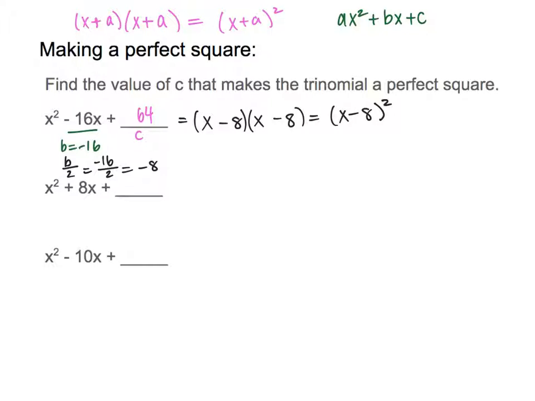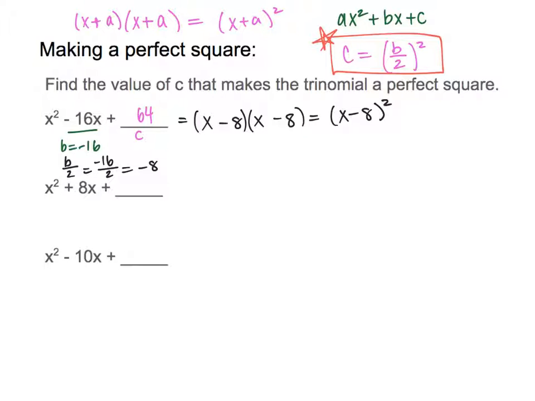So basically what you're doing to find your c value, the new constant that goes here, is take your b, divide it by 2, and then multiply it by itself twice, which means that you're basically squaring your halved b value. So if you want a formula for this, to find c you're going to take b, divide it by 2, and then square it. That is the formula here if you want it.